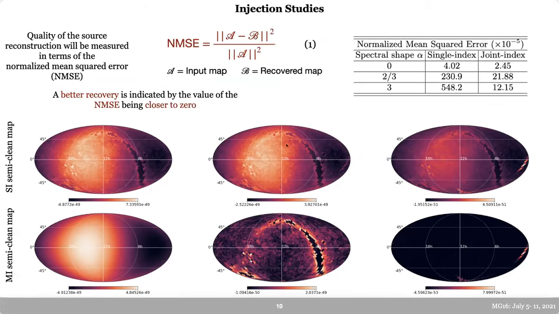So just to quantify this reconstruction, we went for a normalized mean square error, NMSE, where from this particular estimator, you can understand how well the recovery is. A better recovery will be indicated by the value of the NMSE being close to zero. For this particular case, we computed the NMSE, and even if it is not that clear from the sky map, quantitatively we can see the single index analysis versus joint index analysis, where the joint index is performing way better than the corresponding single index.